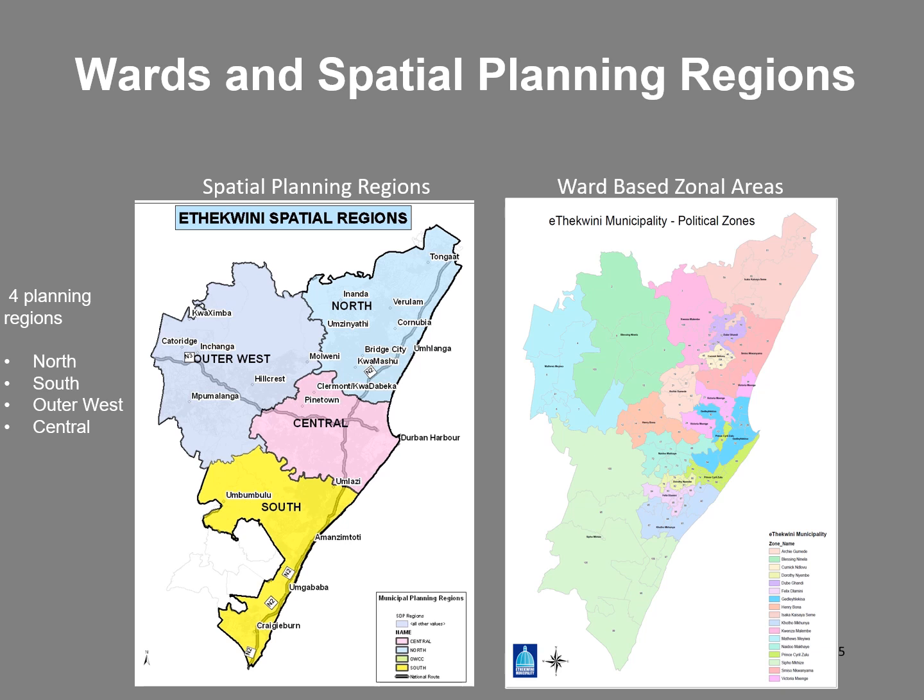The eThekwini municipality SDF is divided into 4 planning regions, namely the North, the South, Central, and Outer West spatial planning regions, in which detailed planning is undertaken. The map illustrates the spatial regions in which the various wards fall under. A process is underway to locate the spatial planning proposals in the new administrative zonal areas, and this way it will be possible to see how and where the planning proposals will address ward-based community needs and priorities.